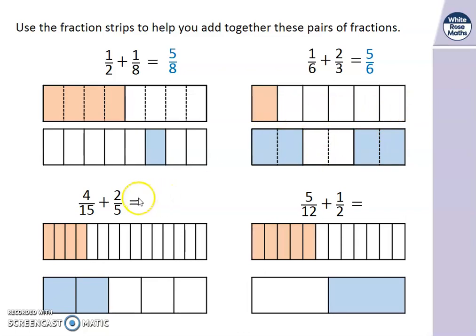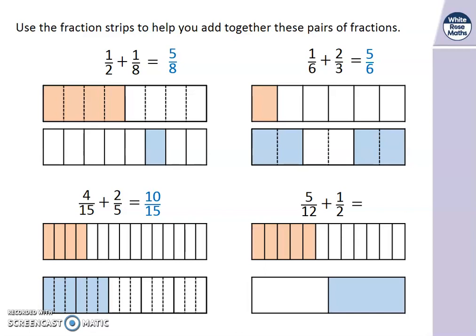On this one, the 2/5 needs to change to 15. So what do you multiply 5 by to get to 15? 5 times 3 is 15. So we multiply the numerator. 2 times 3 is 6. Let's check what that looks like on the one below. Can you see how it's made it into 6/15?